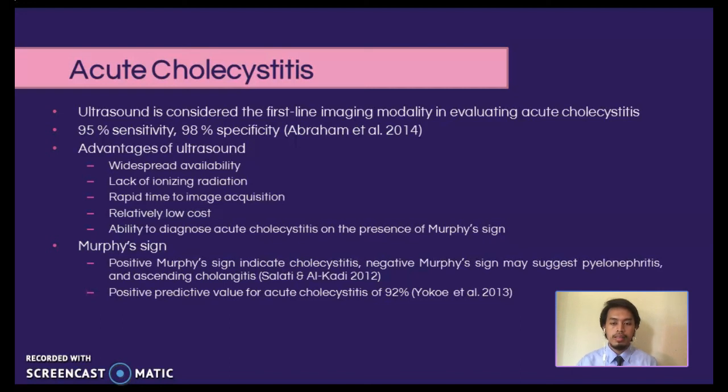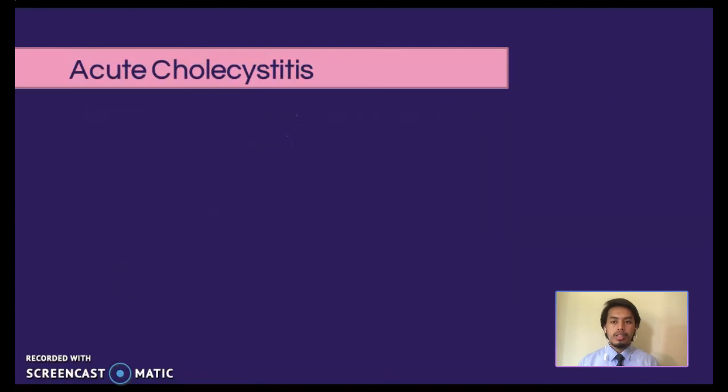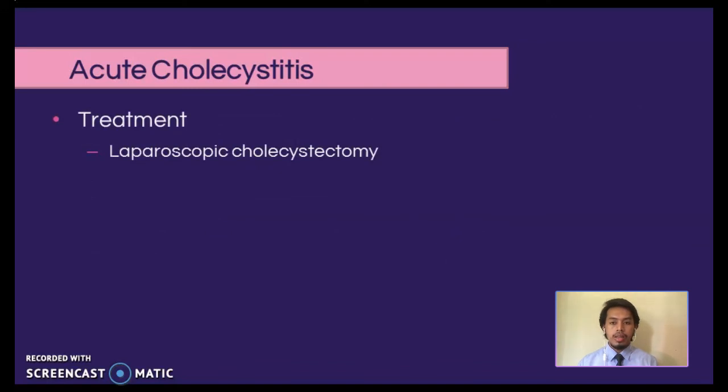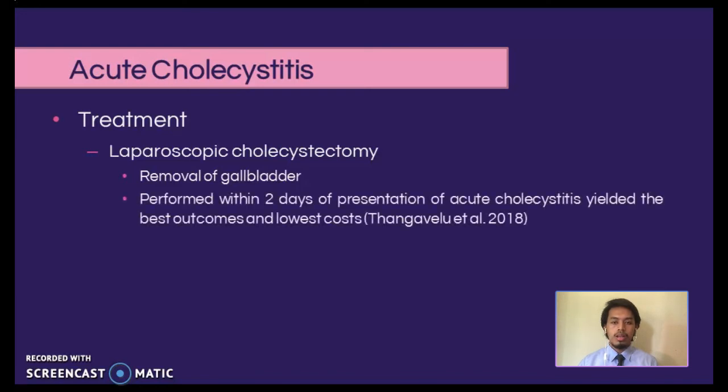92%. Usually, the treatment of acute cholecystitis is surgical, which is the laparoscopic cholecystectomy. It is a type of keyhole surgery where the gallbladder is removed using special surgical instruments inserted through a number of small cuts in the abdomen. This laparoscopic cholecystectomy may be recommended for patients with gallstones, because these patients are likely to have recurrent and more severe symptoms.